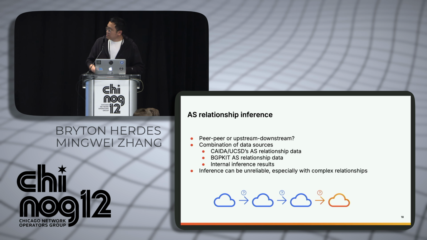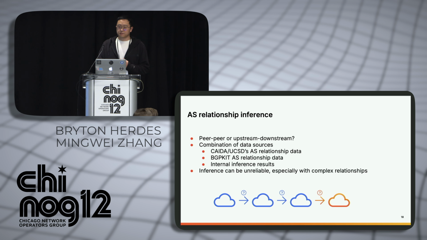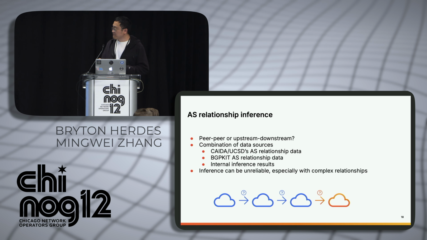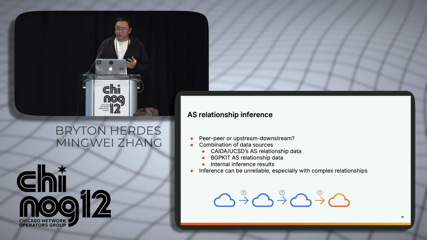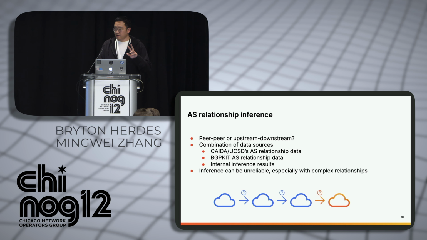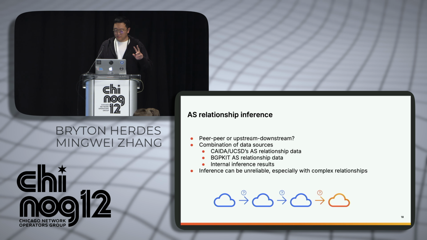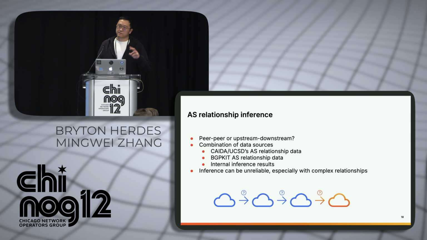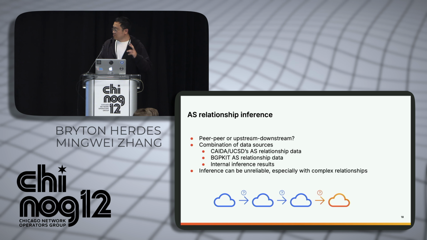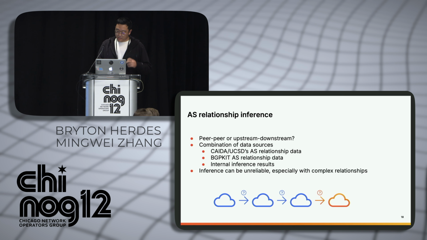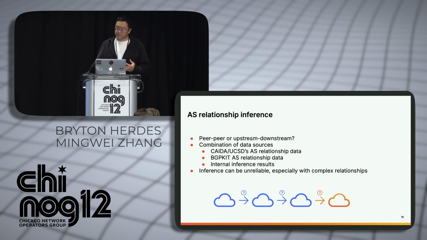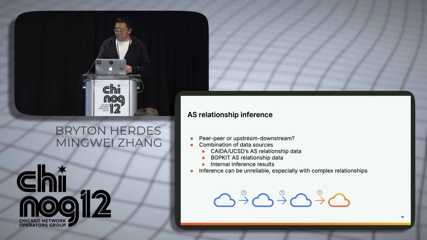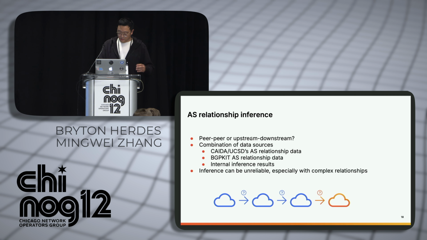Now we come to the core of leak detection, which is AS relationship inference. In other words, we're trying to tell, for any pair of ASes on the AS path, whether they are peer-to-peer, or upstream and downstream, that is, provider and customer. This is the core question that we need to answer before we can do any of the analysis. There are multiple publicly available data sources at this point.